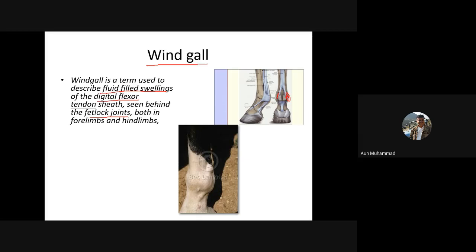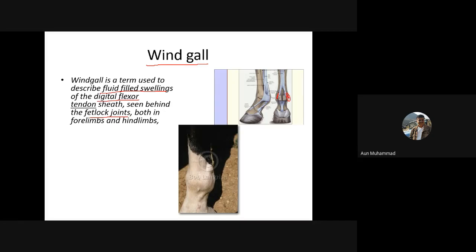Sometimes this condition is inherited. I mean, it is continued from generation to generation, so some genetic involvement is there. You will see that when you get the history from the owners, they will tell you that the father of this animal was also affected with this condition, or some other generation was also affected. This is a painless condition, but the owner will never want this sort of swelling to be present at this region.